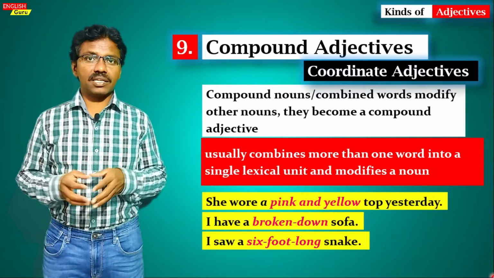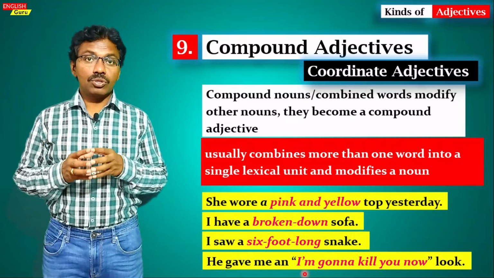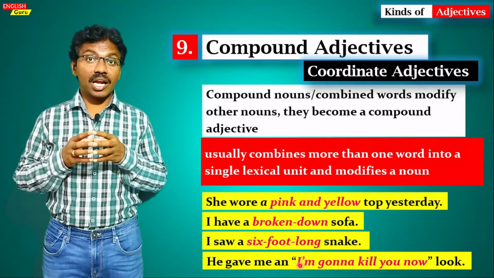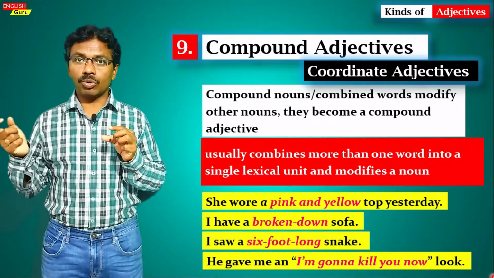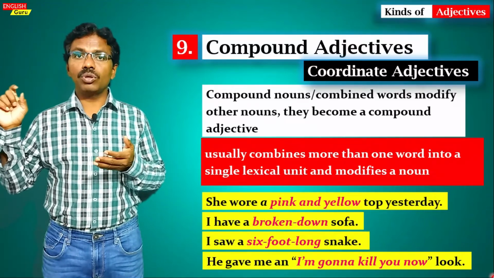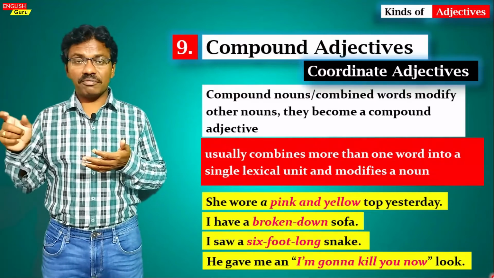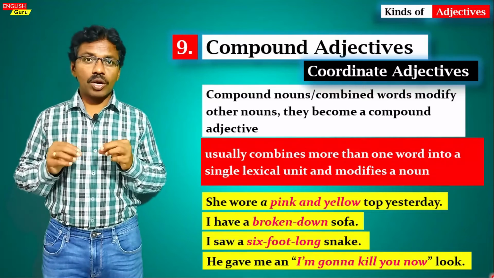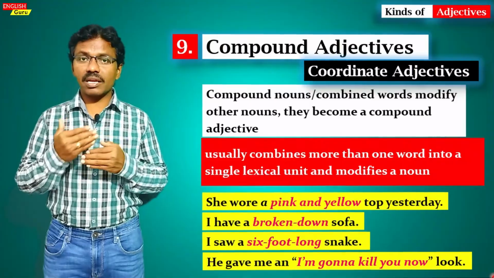And if we see the next sentence, he gave me an I'm-gonna-kill-you-now look. So here, I'm gonna kill you now, the entire phrase is a compound adjective. The entire phrase is qualifying the noun look. So this is called compound adjectives or coordinate adjectives. Compound adjectives are nothing but compound nouns used as an adjective.